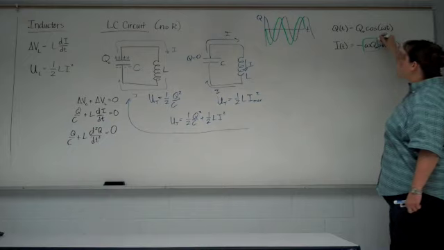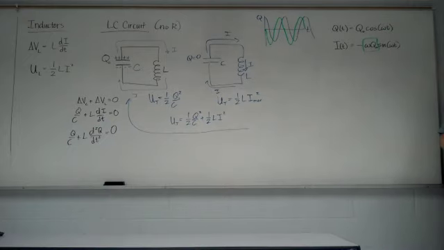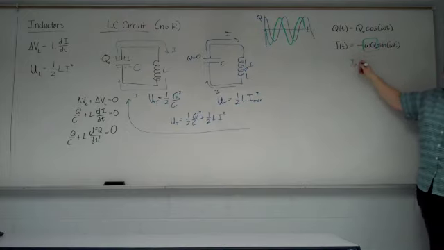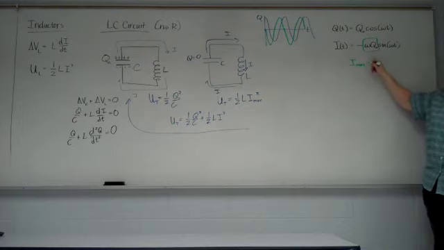What does this term represent? Whatever's in front of the sine or cosine function represents the maximum value of whatever the function is. So I max, the maximum current that flows in this circuit, is equal to omega times Q naught.